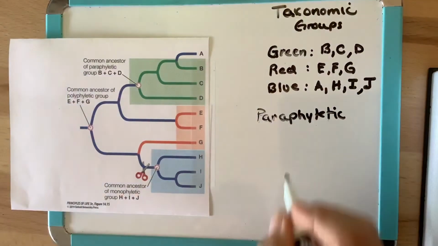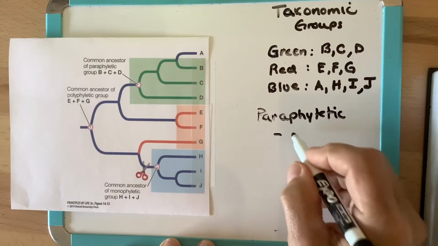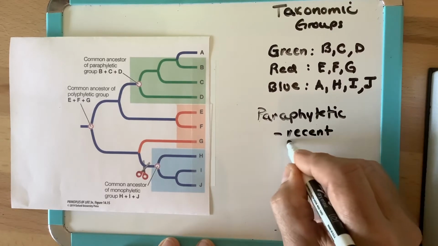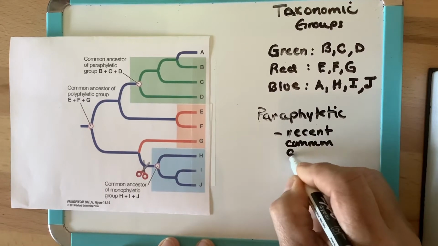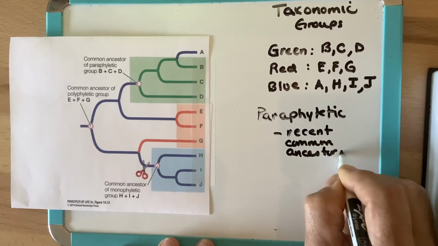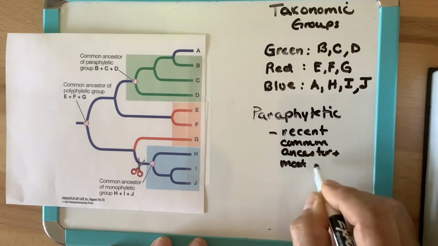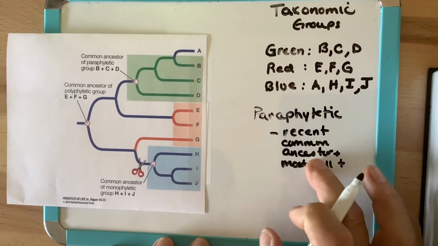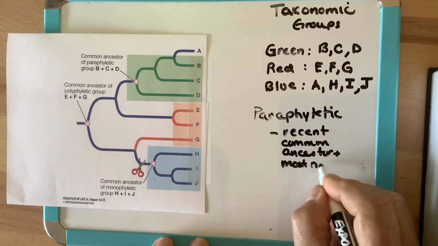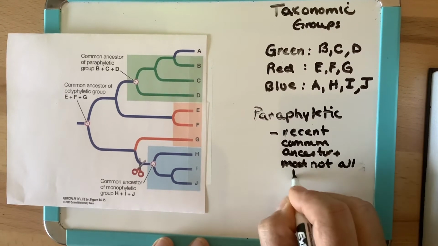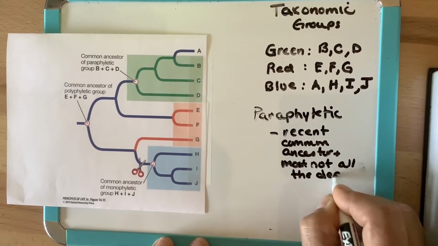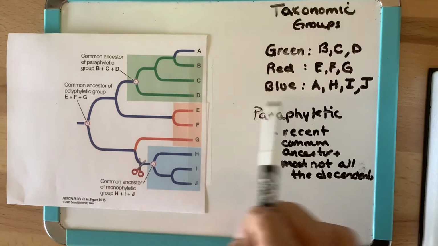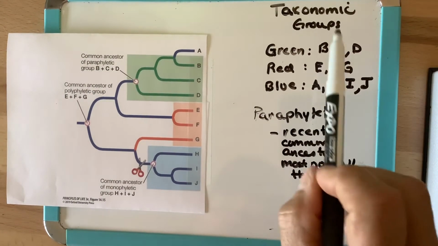Paraphyletic, okay? This would be a grouping that has a recent common ancestor, and most, not all, of the descendants. And in order to examine this, we're going to look at the green taxonomic group. So we're talking about B, C, and D.